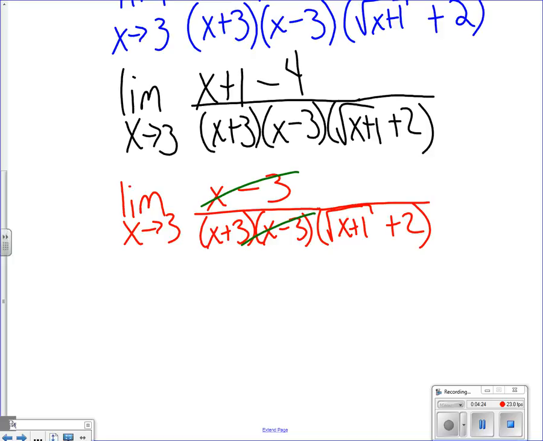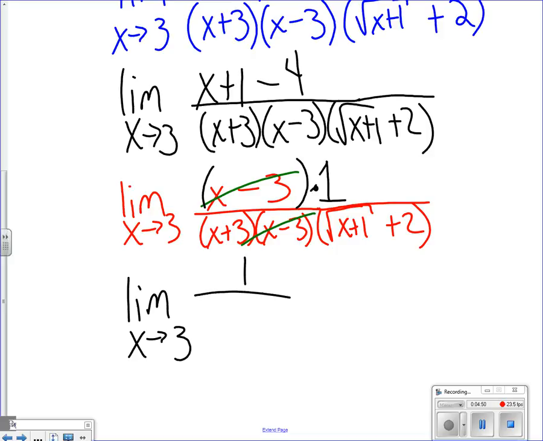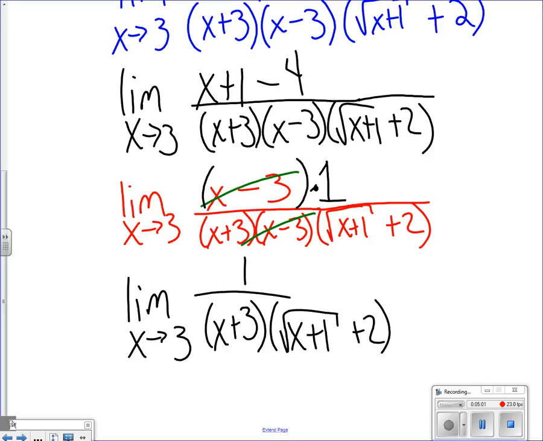And so what we're left with is the limit as x approaches 3 of, since that x minus 3 canceled out with that x minus 3, on top at least, that x minus 3, if I put parentheses around there, I haven't really changed anything. And also if I multiply by 1 on the outside, I haven't really changed anything. So right now we still have 1 on top because that x minus 3 canceled out, all over that x plus 3 times the square root of x plus 1 plus 2 on the bottom. And now we can go ahead and try doing our direct evaluation by substituting that value in.